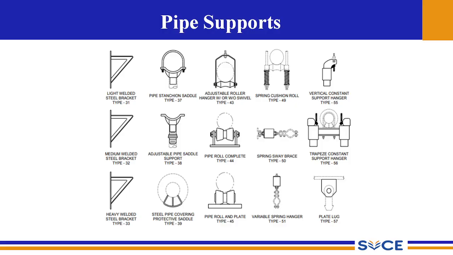Then type 51 is a variable spring hanger. The variable spring hanger is a device having a single spring coil. It will support the gravity load of the piping systems which are subjected to vertical thermal movements. This will produce a varying load when the pipe is moving due to the thermal loads. So this is having a single spring which will support the gravity loads. So the variable spring hangers will be used as a variable spring support.